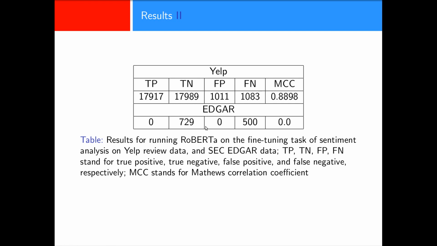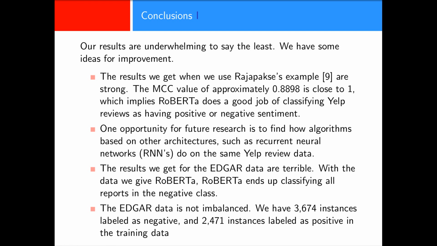It's really classifying everything in the negative class, and I think that's because of the way that we were preparing the data, and we just ran out of time to work on better ways to do that for this presentation. So finally, our conclusions here. We think that the example shows Roberta is quite capable of doing sentiment analysis. However, the data that we gave it, the SEC data, we think it was not prepared properly. It's not a class imbalance problem because the classes are about evenly balanced.